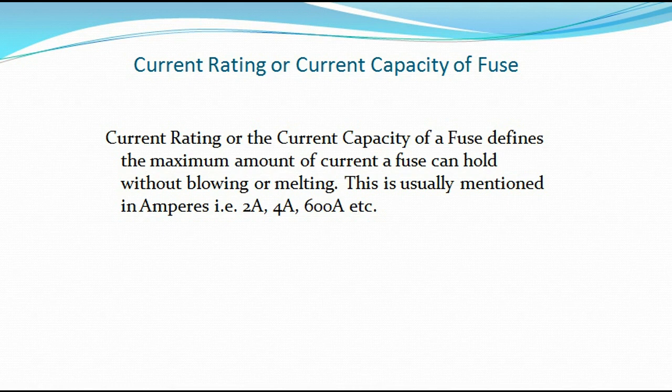Let me use maybe food as an example. Each of us has a different gauge, the amount of food we can eat and be okay. You can compare somebody that used to consume, for instance, 2 cups of garri to someone that consumed 1 cup of garri. They will never be the same. So what I'm trying to explain here is the current rating or the current capacity of a fuse defines the maximum current a fuse can handle, just like the maximum food you can consume.